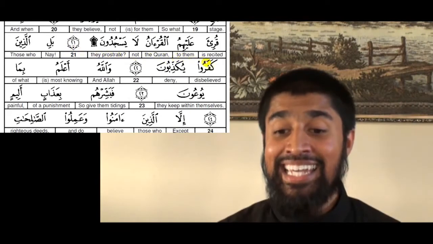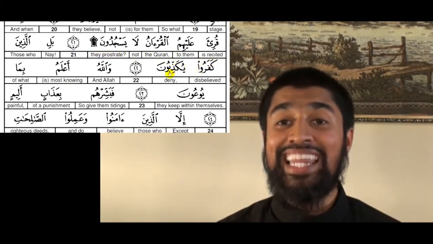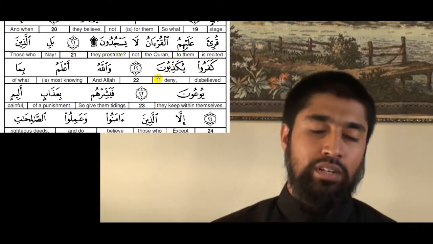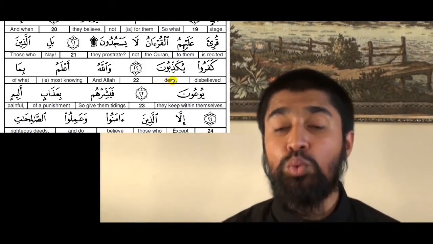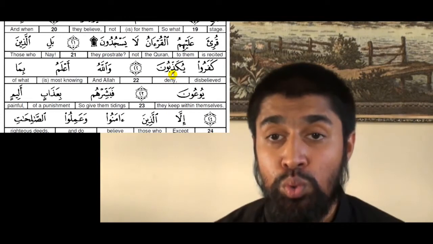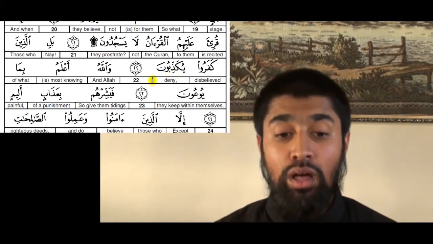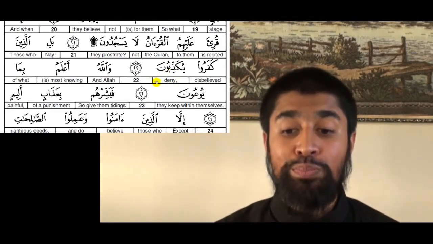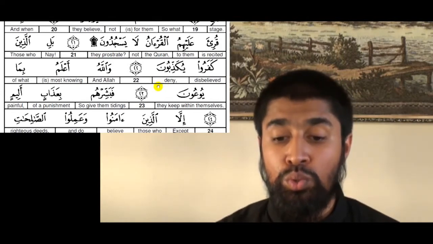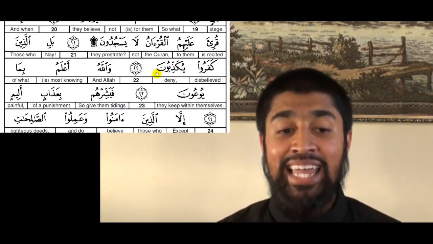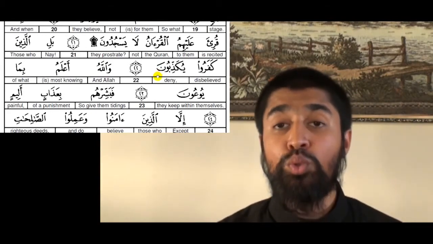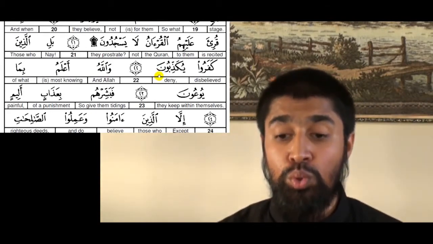بَلِ الَّذِينَ كَفَرُوا يُكَذِّبُونَ. Verse number 22. بَلِ الَّذِينَ كَفَرُوا يُكَذِّبُونَ. وَاللَّهُ أَعْلَمُ بِمَا يُوعُونَ. It's verse number 23. بَلِ الَّذِينَ كَفَرُوا يُكَذِّبُونَ.